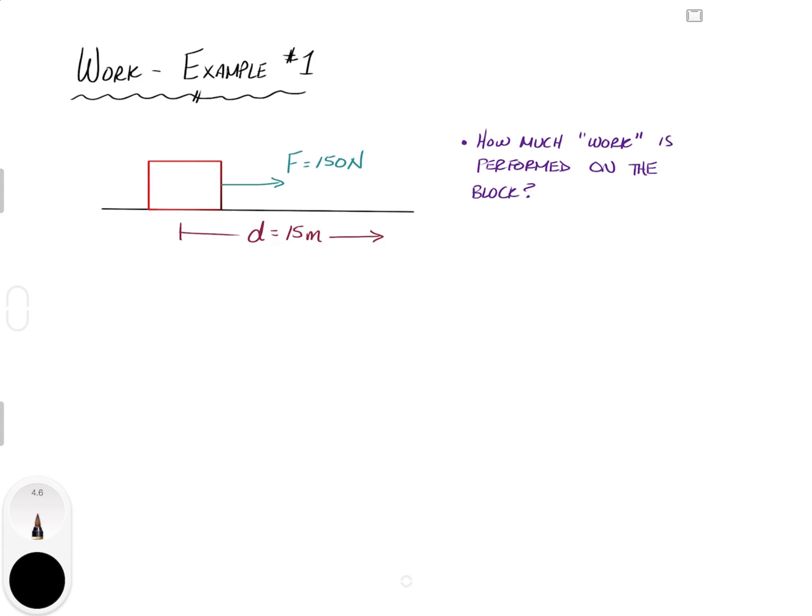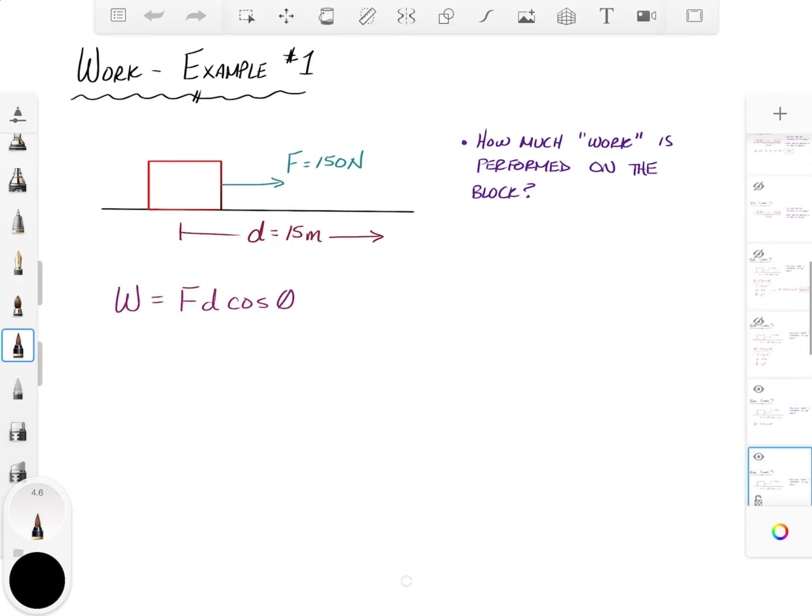To take a look at work, in our first example, we will look at a fairly straightforward scenario. You simply apply a 150 Newton force for a distance of 15 meters. So you apply that force, the block begins to move, the block moves 15 meters, and at that point we want to know how much work was performed on this block. This is probably one of the most straightforward examples we can take a look at.